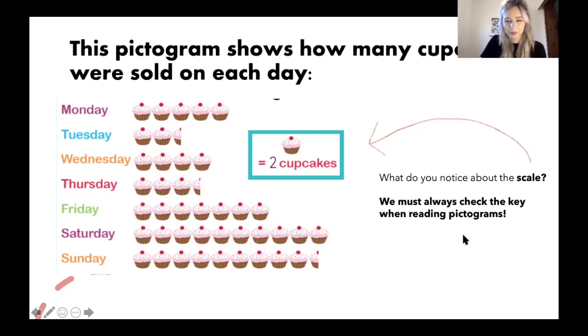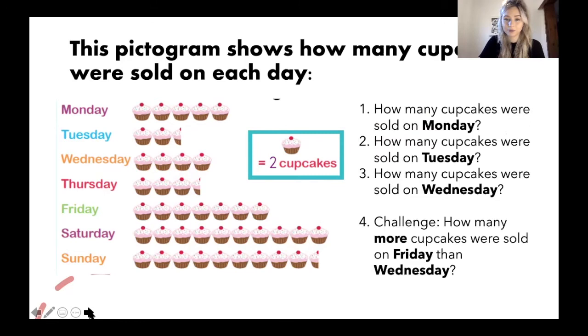It's really important when we're looking at pictograms that we look at the key, which is this here, the scale that tells us what each picture is worth. Sometimes it can be in 2s, sometimes it can be in 5s, sometimes it's in 10s. So it's really important that we look at the key before we start counting up in our times tables or in our 1s to make sure that we're counting the right amount.